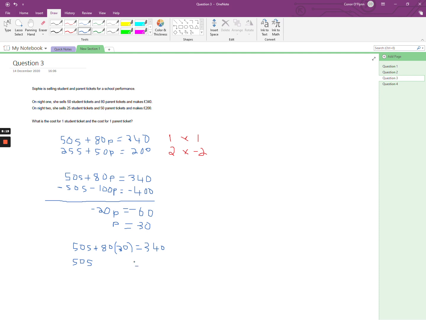Okay, let's make sure this is all right. So 50S plus 80P is 340, 25S plus 50P is 200. Multiplied by minus 2, minus 50S, minus 100P, minus 400. Just double check everything's right. 50S plus 80P is 340. Cancel. So I get minus 20P equals minus 60. Oh, sorry, P will be 3. So yeah, just watch that. Right, that's fine. And then we'll change here as well.